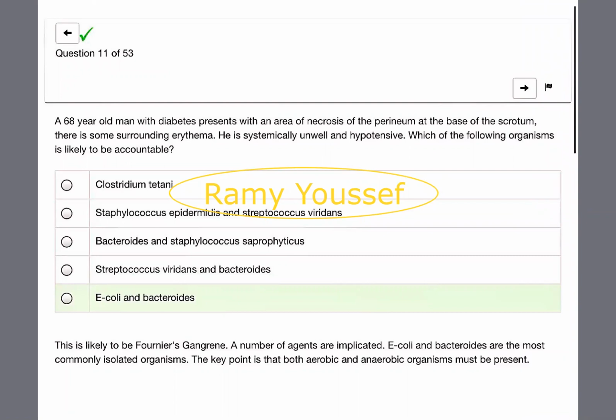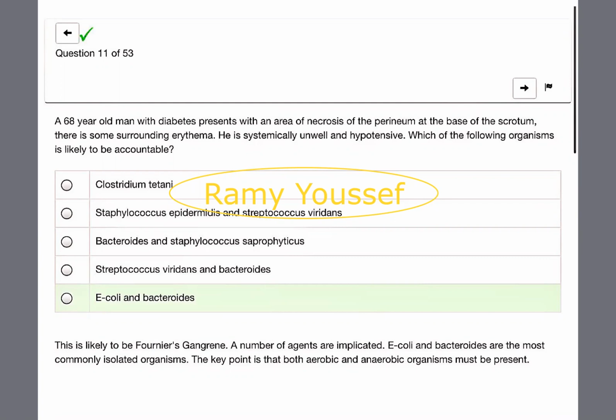So if you want the most suitable answer here, it will be E. coli and bacteroides. Okay? It is polymicrobial. But here E. coli and bacteroides are the most commonly isolated organisms, but Streptococcus is the most common, by the way. Streptococcus pyogenes, I think even, is the most common you will isolate from this infection together with E. coli. And the infection is a mixed infection by multiple organisms, aerobic and anaerobic as well. So here, Fournier gangrene, most common would be E. coli and bacteroides.